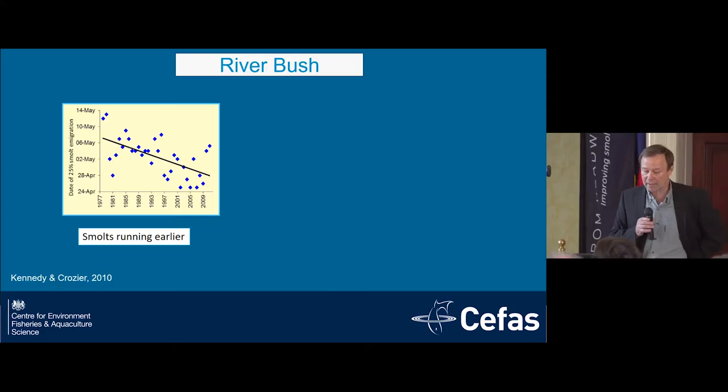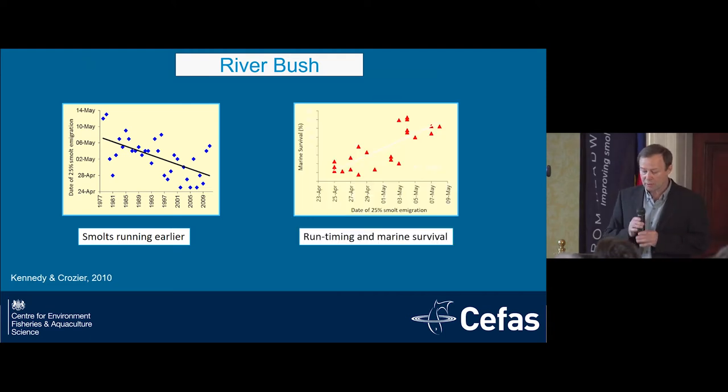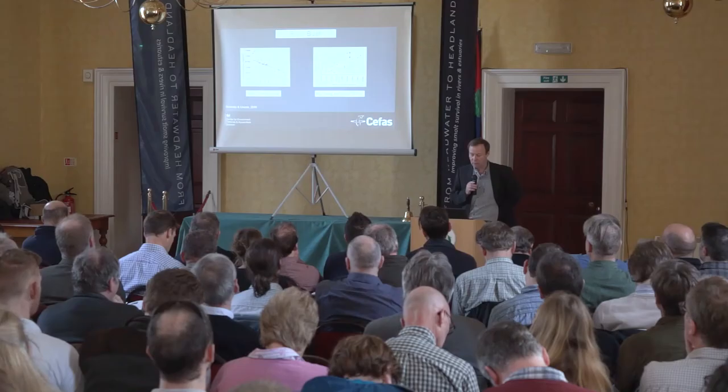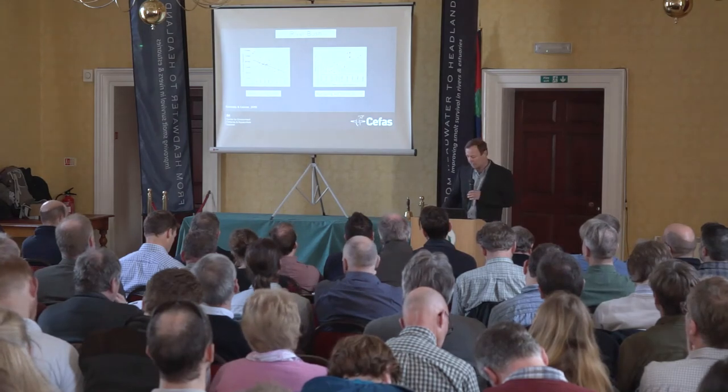And this has been shown quite nicely in the River Bush. This is data from Kennedy and Crozier. And here you can see that the smolts are running a lot earlier in the Bush with time. And again, there's quite a nice correlation between run timing and marine survival. So the earlier that the fish are entering the open ocean, the poorer the survival. And again, this may be due to the mismatch in terms of prey availability and optimum sea surface temperatures.